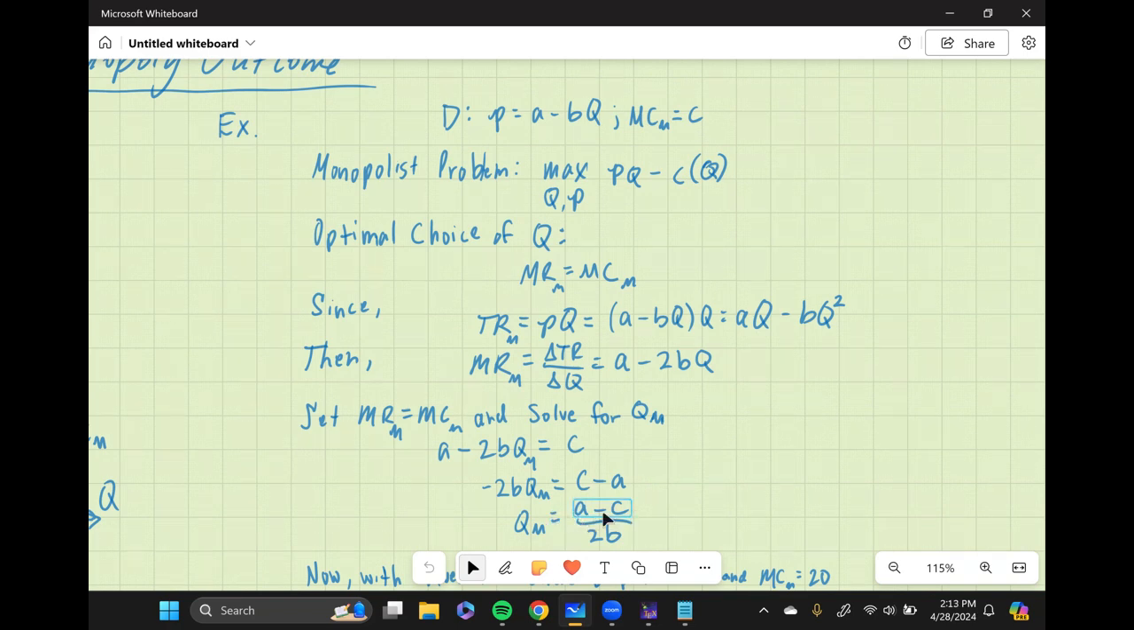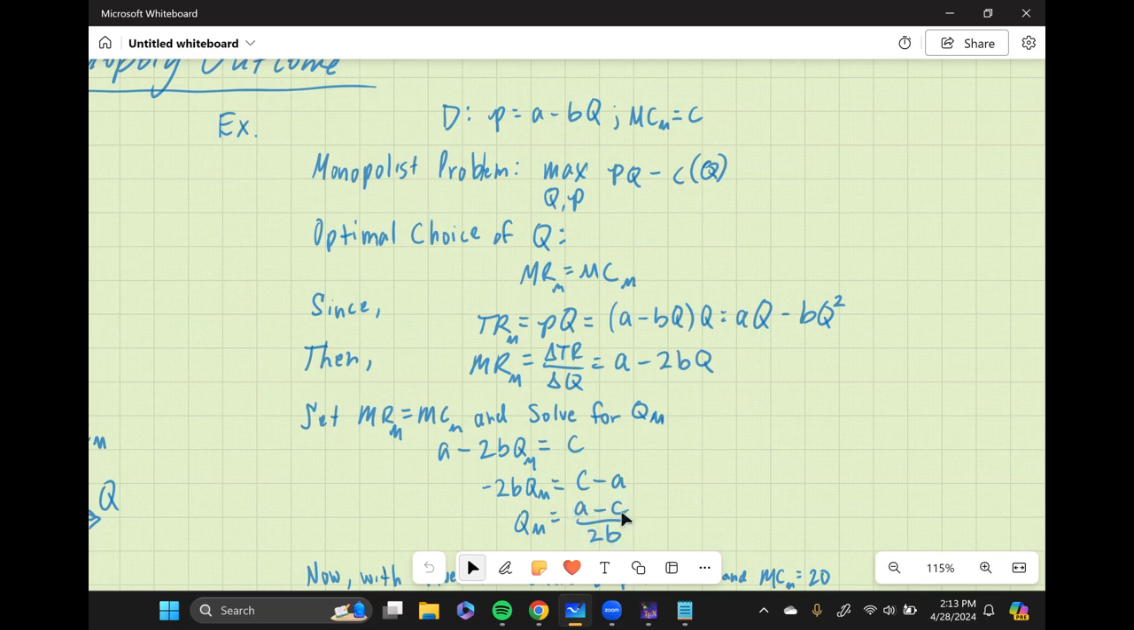What is A minus C? A is the intercept of the demand curve, and C is marginal cost. So the numerator is the intercept of the demand curve and the marginal cost of the firm, basically the market itself and the cost structure of the firm. And then you'll notice we have over 2B. B is the slope of the demand curve. So the intercept and the slope of the demand curve show up in the profit maximizing quantity decision for the monopolist, as does cost.